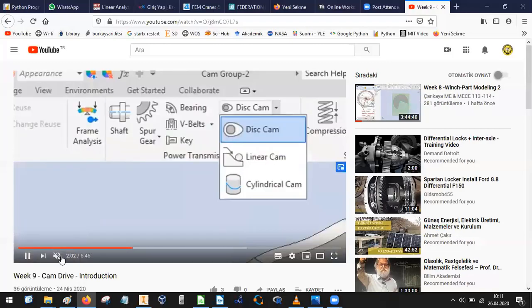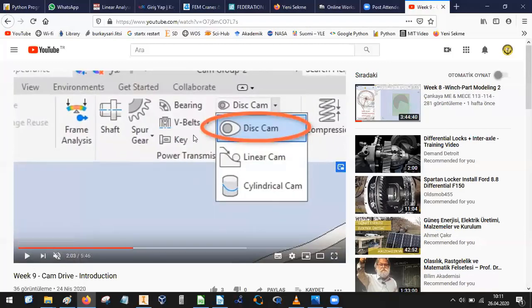We have 3 alternatives of cam design, one of which is the cam we are going to deal with today. The second one is the linear cam. This time we have our follower here, but our input is coming from a linear actuator. Here we just push and pull with this tool to give the movement to the follower.